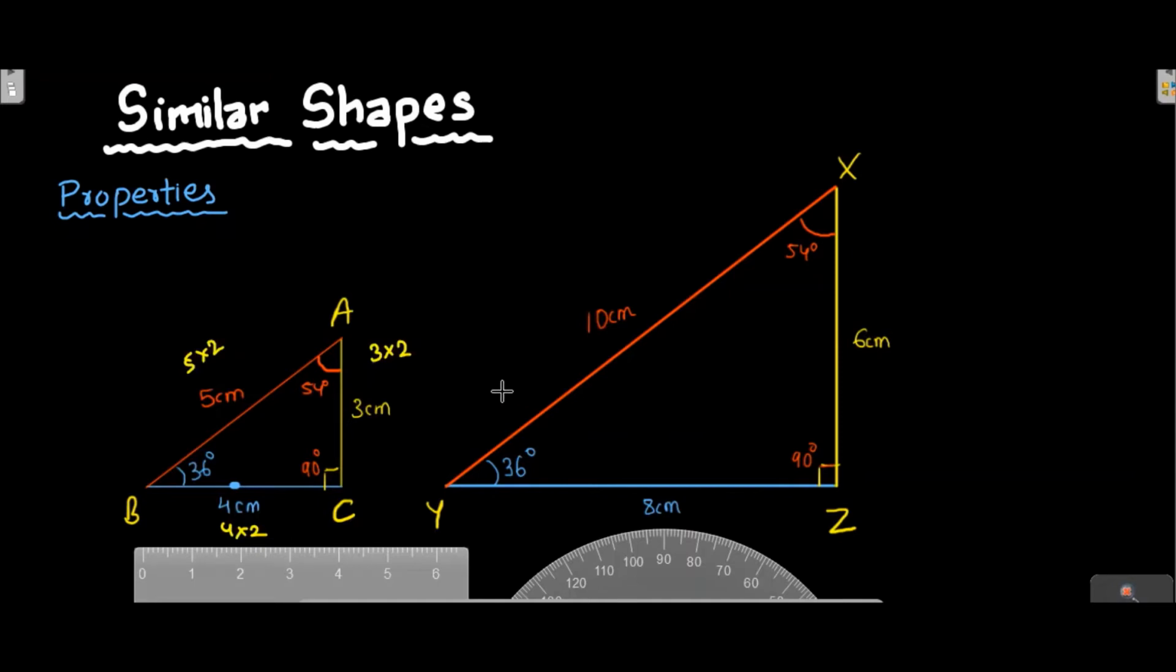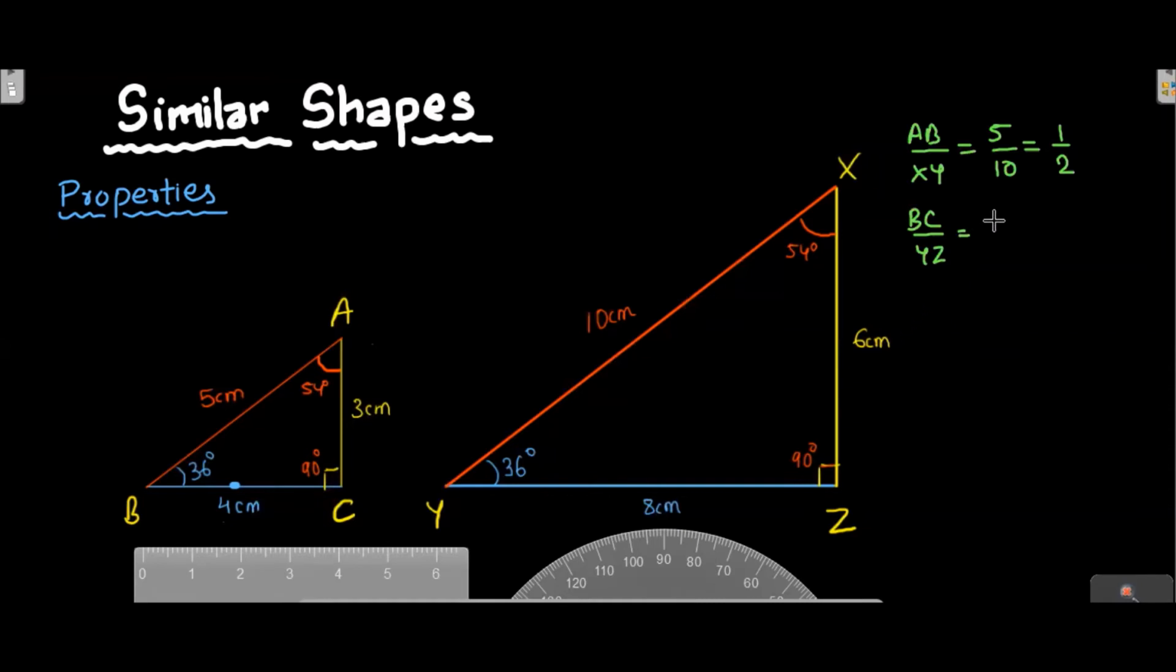In other words, we can also find the corresponding side ratios. For example, AB divided by XY. What answer do we get? 5 divided by 10, the answer is 1 by 2. Again, BC divided by YZ, because they are corresponding sides. That's why I have colored it blue, to show you that BC is the corresponding side of YZ.